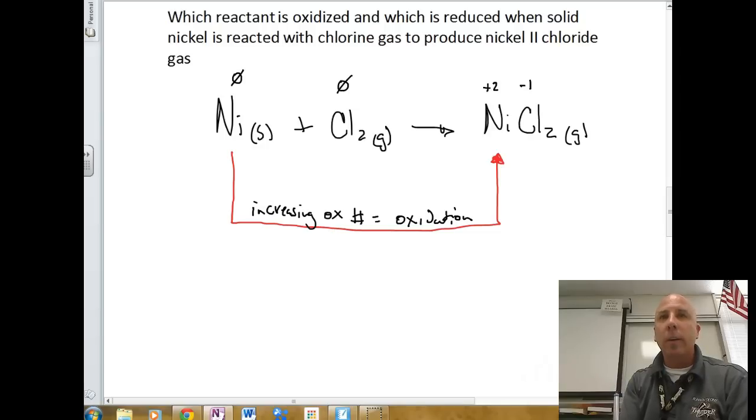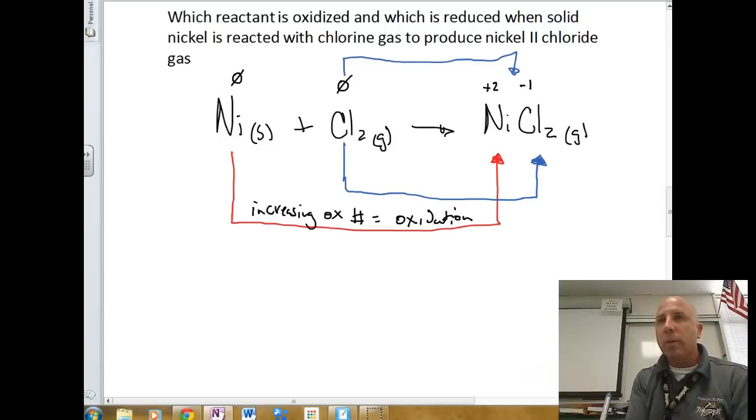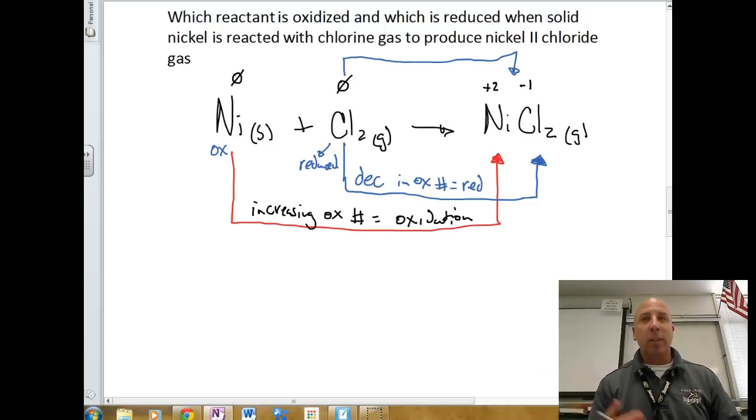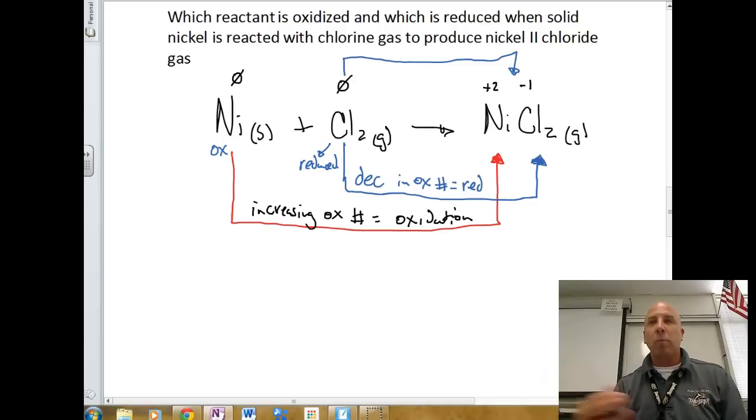And then if we look here from chlorine, Cl2, to there, we are decreasing. We're going from a 0 decreasing down to a -1. So this is a decrease in oxidation number, which equals reduction. So we would say that the nickel is being oxidized and the chlorine gas is being reduced. And that's why we use oxidation numbers on reactions where sometimes it's not obvious where the electrons are being transferred from place to place.